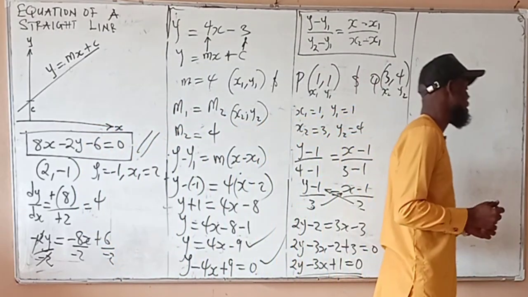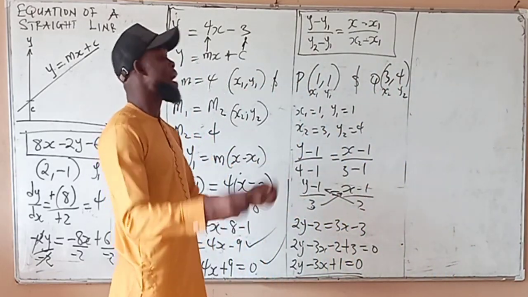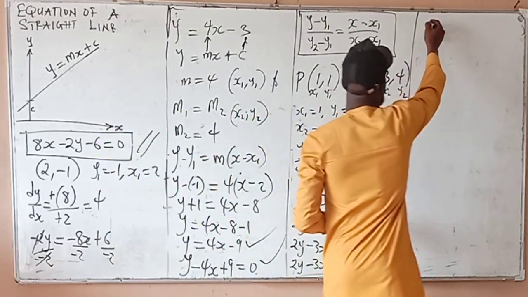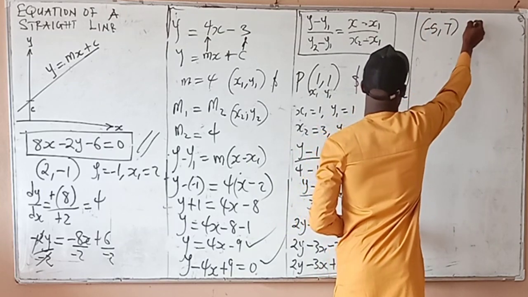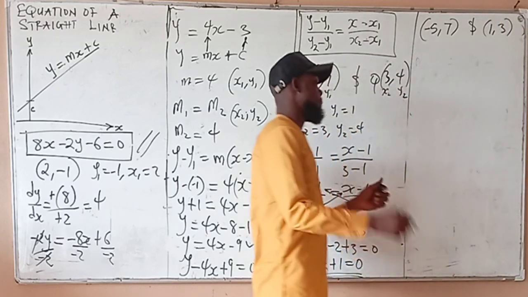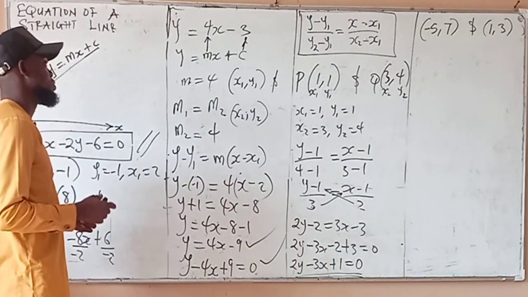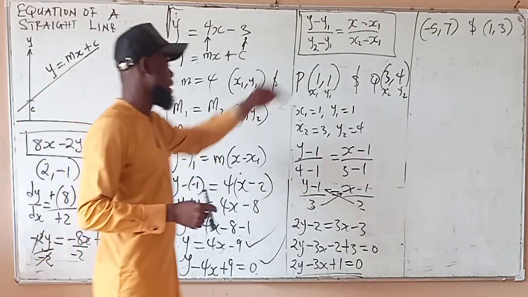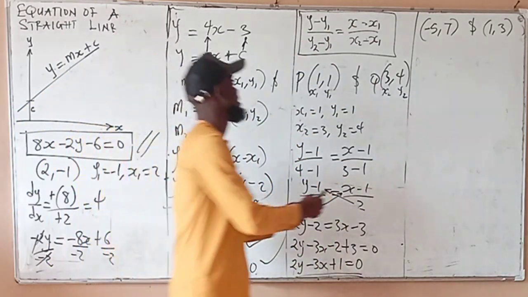Find the equation of the straight line that passes through points minus 5, 7 and 1, 3. So find the equation of this straight line now. So remember, x1.